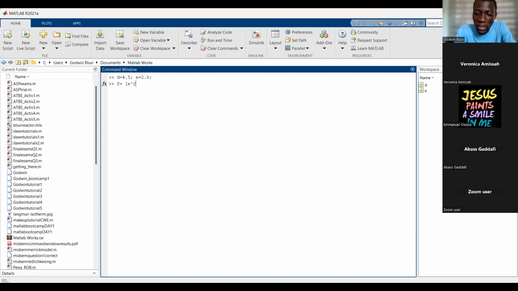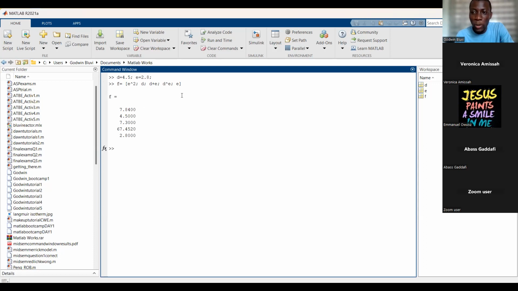We know that. So a column vector, I put my semicolon there. Then the next element is D, and I put a semicolon there. The next one is D plus E. Then the next one is D to the power E. Then the next one again is E, right? Then I close the bracket, enter. So you see, this is my column vector F.